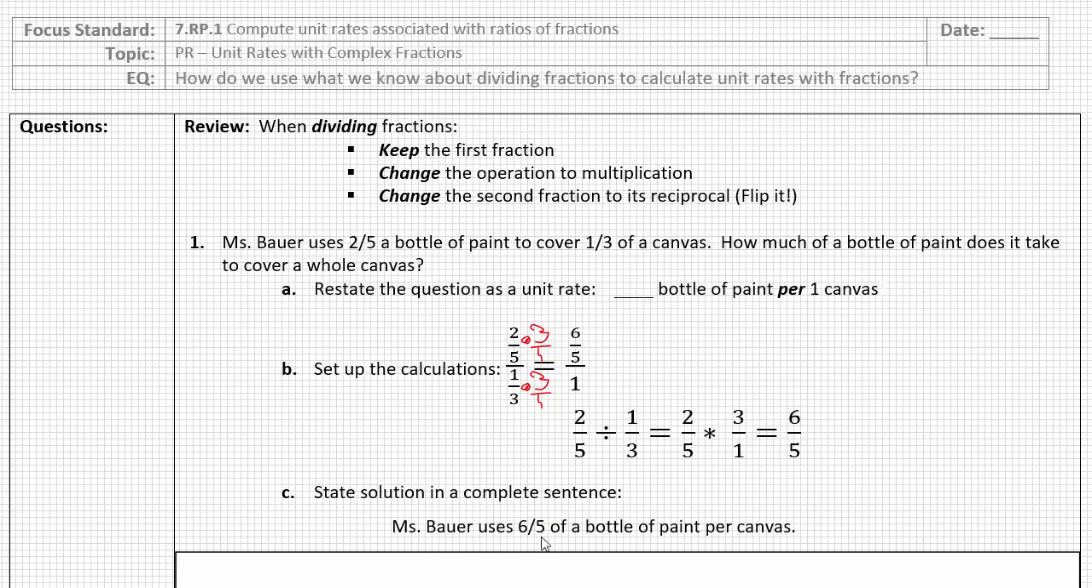Bauer uses 6/5 of a bottle of paint per canvas, just filling in that blank from when we restated the question as a unit rate. Let's try the next example.